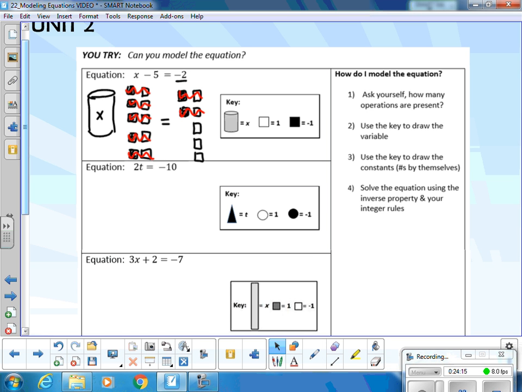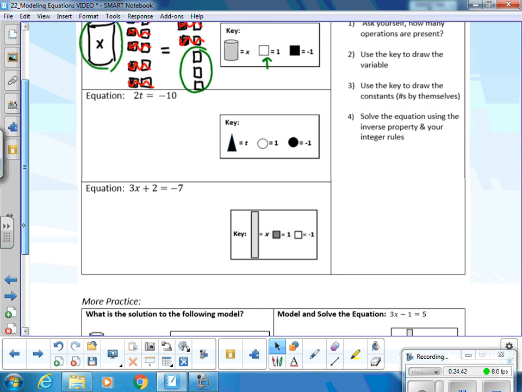And now what am I left with? I have 1 canister, and 1 canister is going to be equal to 3 white squares, which means a positive 3. So 1x is equal to a positive 3. I'm not going to ask you to do the math on this one. I'm just asking you guys to go through and try to use your pictures to solve.